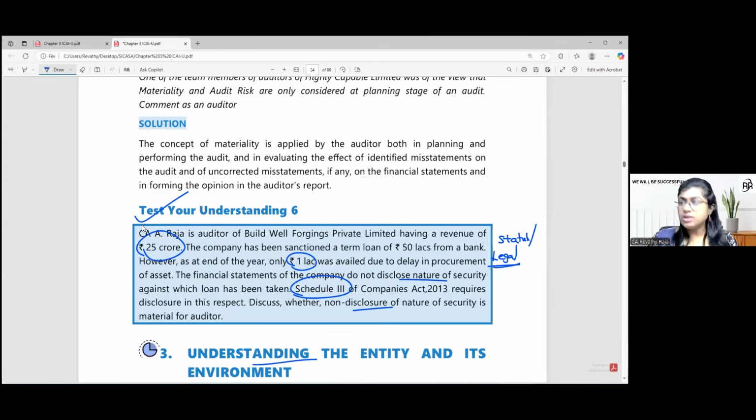So guys, understanding of the entity is SA 315, which we have already finished.